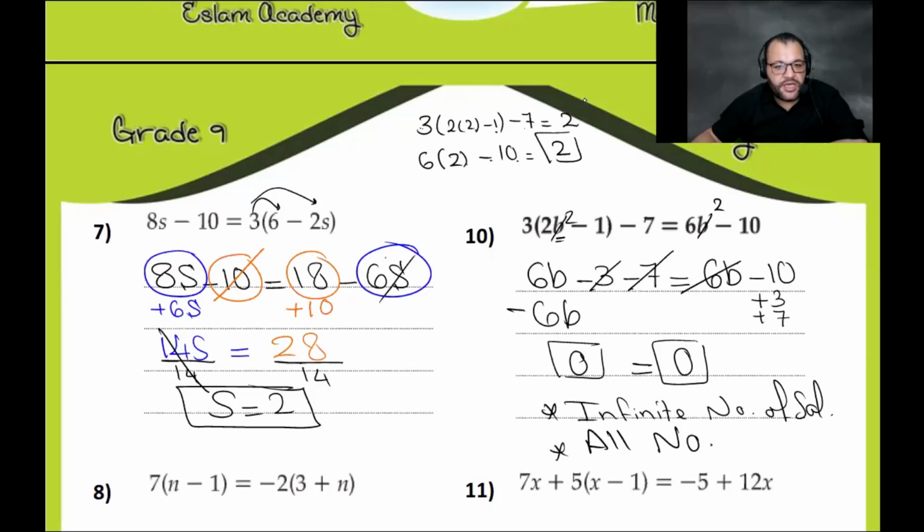Now the left-hand side is equal to the right-hand side. If you choose any number, you will find that the left-hand side is equal to the right-hand side. It means the solution for this one you can write in 2 ways: infinite number of solutions, or all numbers. Don't say that it's undefined.